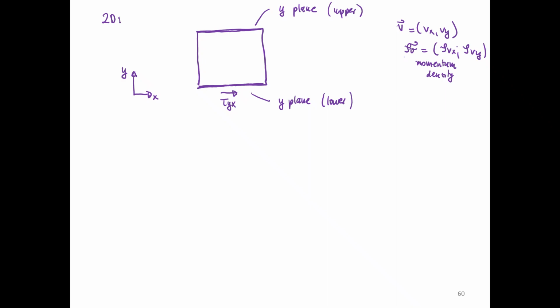So I have just successfully now transferred some rho vx across that plane. What else do I need to transfer? Rho vy. Yes? So what describes rho vy transfer across y plane? How am I going to call that? Tau yy.